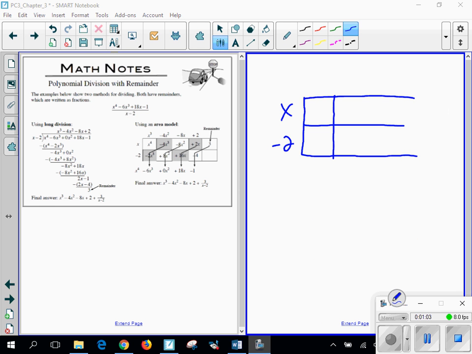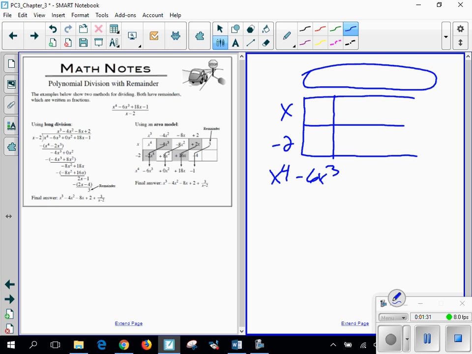We're going to start out with a box that has two rows, and basically we're going to take the denominator and put it along the left side, and figure out what's going to have to go in up here for these other dimensions so that everything inside the box adds up to x to the fourth minus 6x cubed plus 0x squared plus 18x minus 1. So you write that numerator across the bottom.